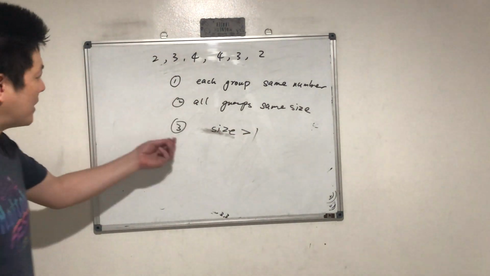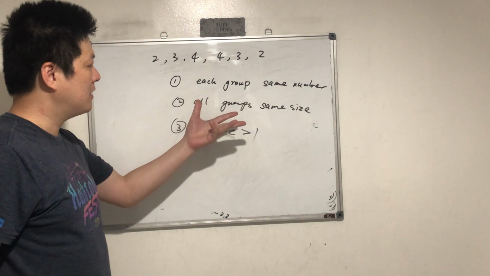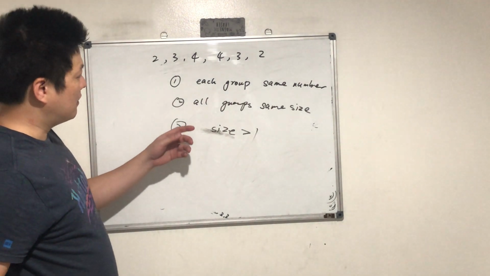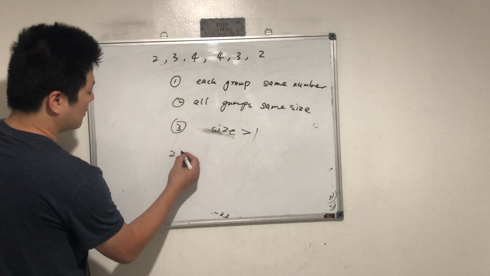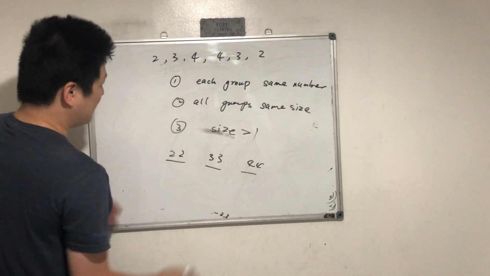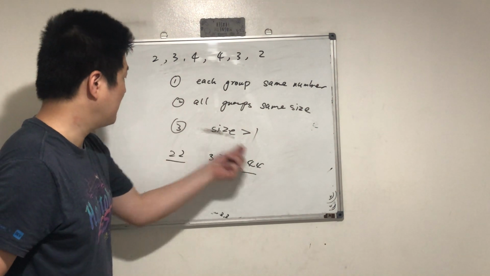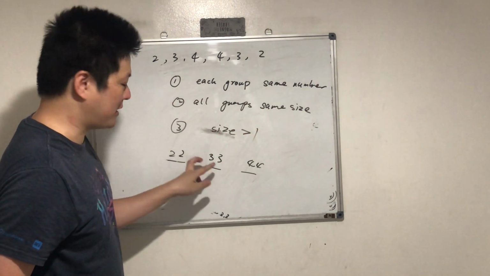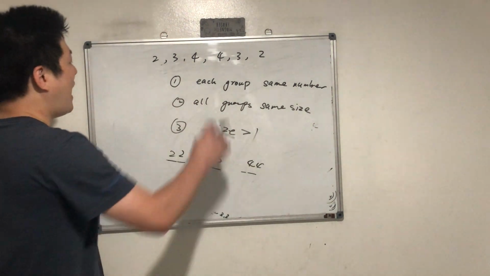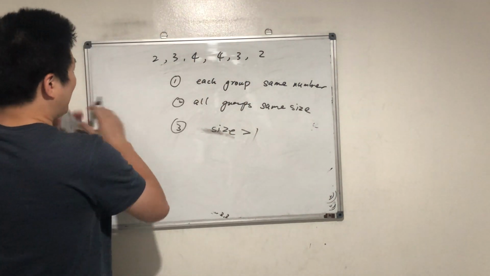So can you tell me if you can group these numbers using these three conditions? Each group same number, all groups same size, size bigger than 1. Yes: 2, 2, 3, 3, 4, 4. That's okay. Each group has the same number, all groups the same size, 2 numbers, 2 numbers, 2 numbers, and 2 is bigger than 1. Okay? And how about another example?